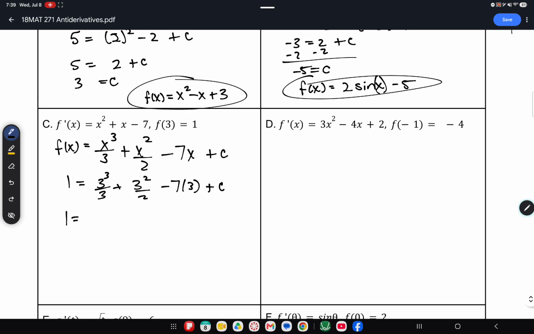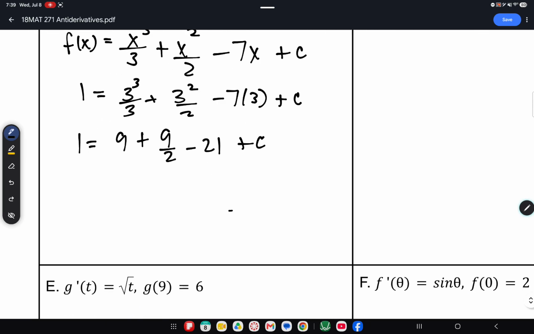Let's see, 3 cubed is 27. 27 divided by 3 is 9. And then we have 9 over 2 and 21. I am a fractions person. Fractions are friends is what I like to say. And I'm going to make everything out of 2's. It's going to be 18 out of 2. And then we'll leave that. And then we'll make that 42 out of 2.